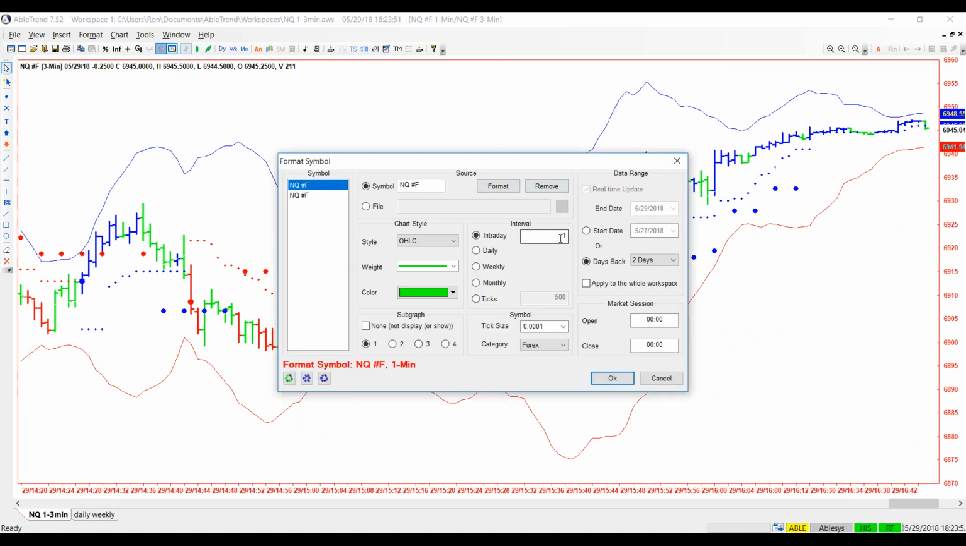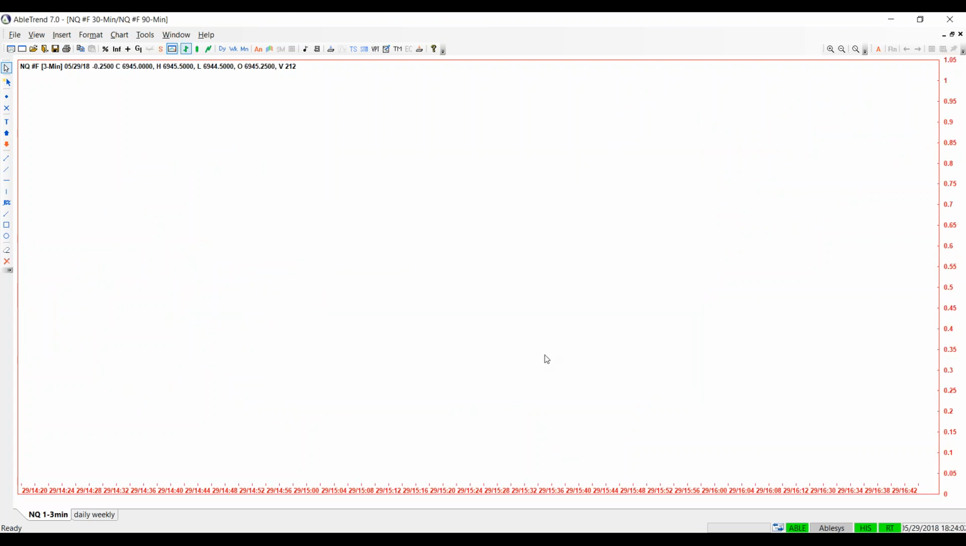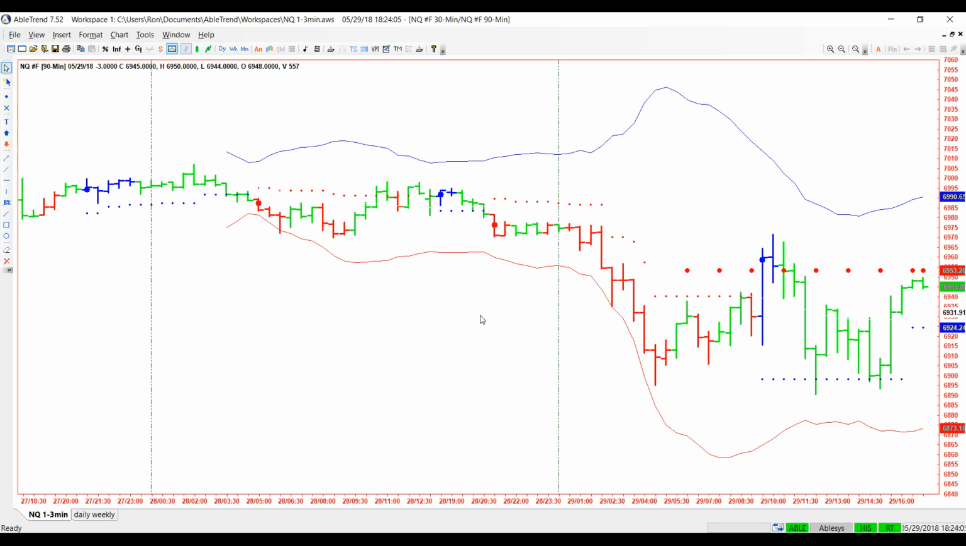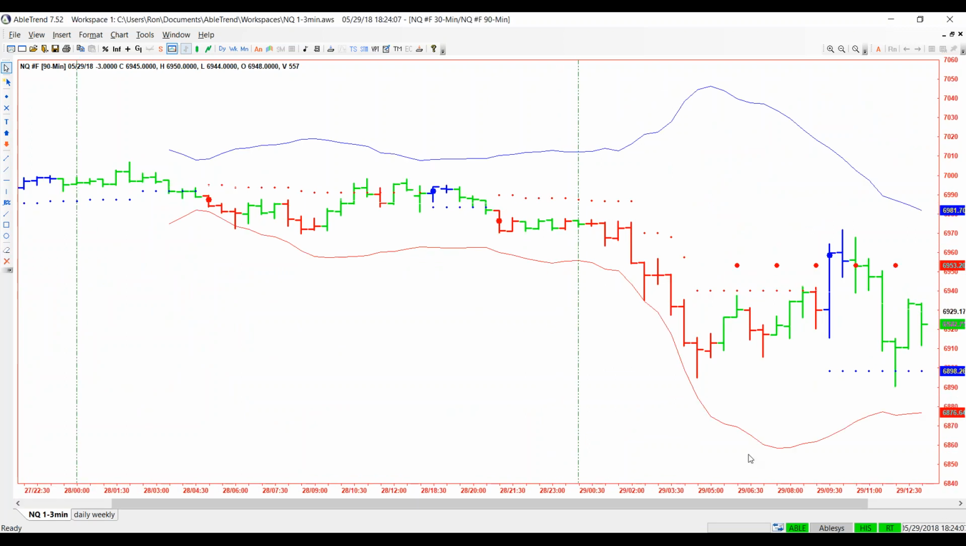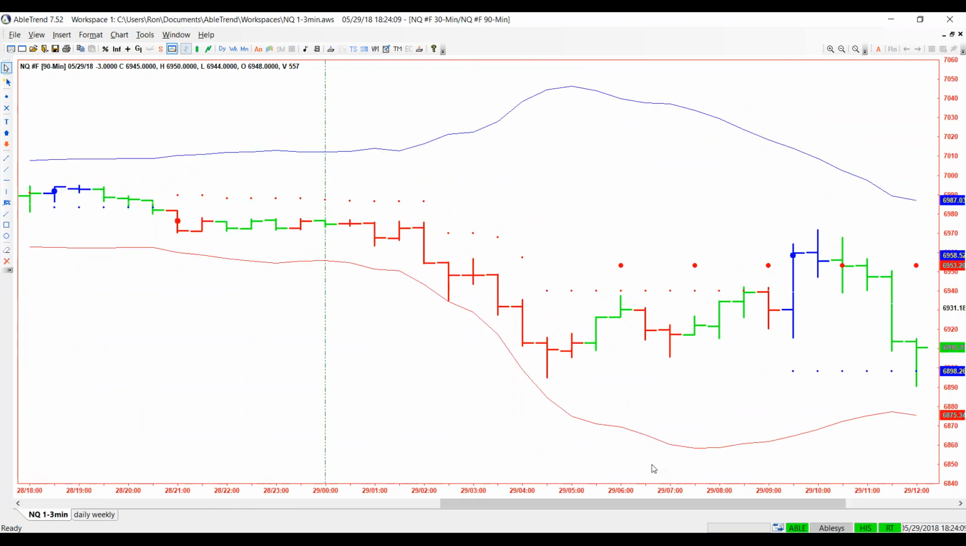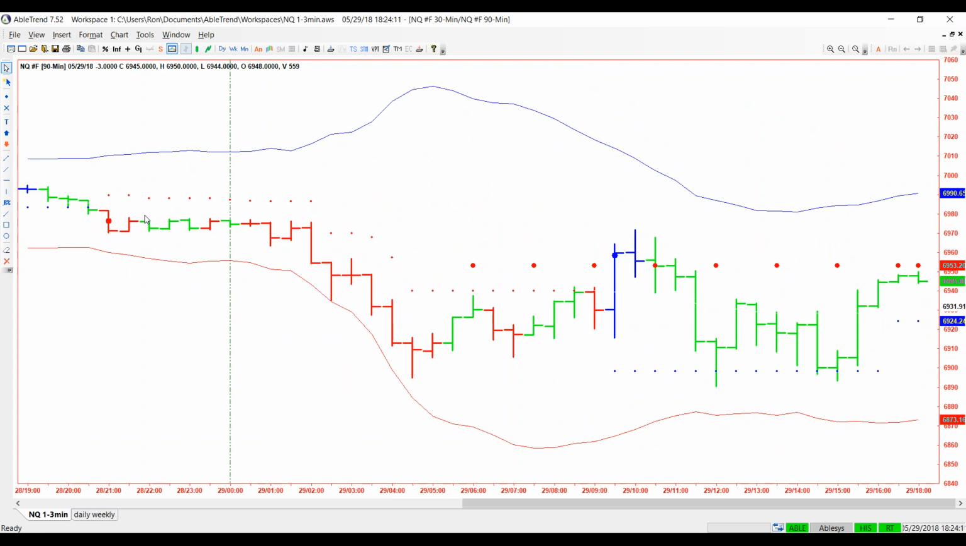Got a 3 minute. Let's say you want to make a 1 minute here. If you wanted to make it a 30 minute, change it to 30, click Format. This is a 3 minute, make it a 90 minute. Click Format. Click Add, you're done. Simple as that. That's a 30 minute, 90 minute chart for somebody who likes to do longer term trading on futures.